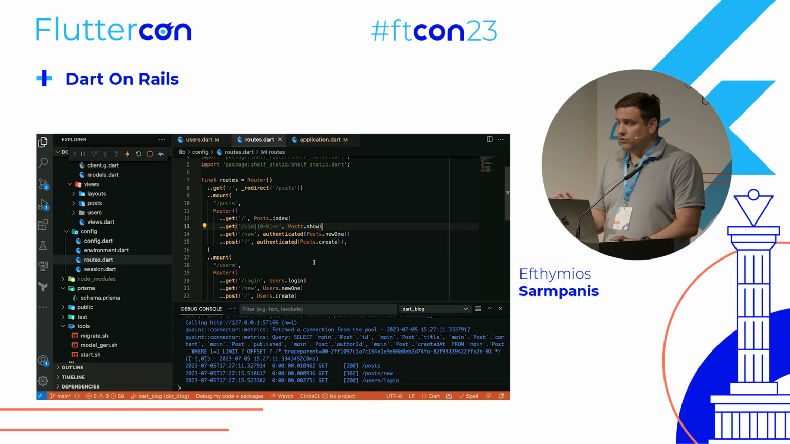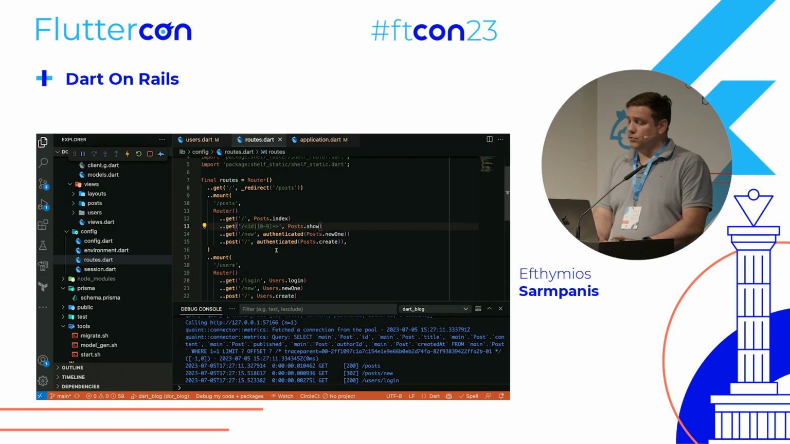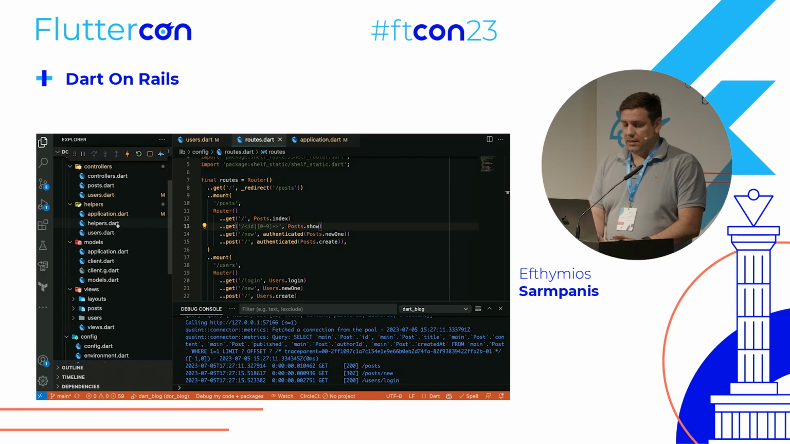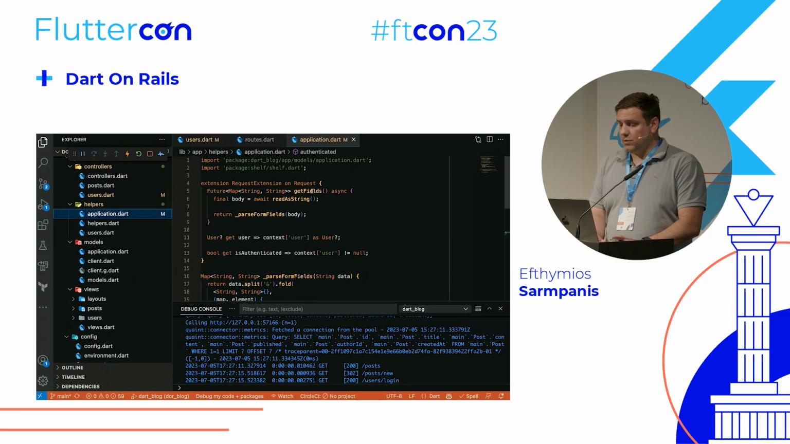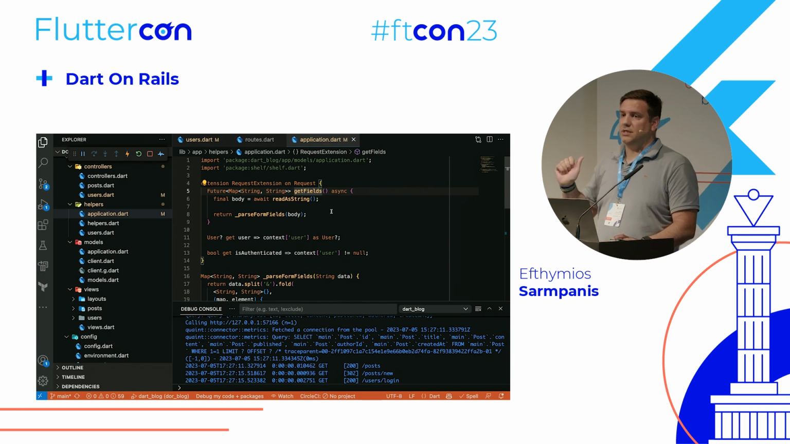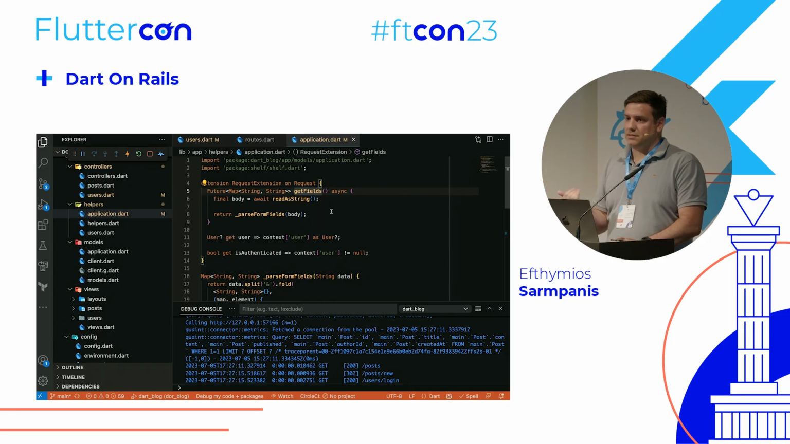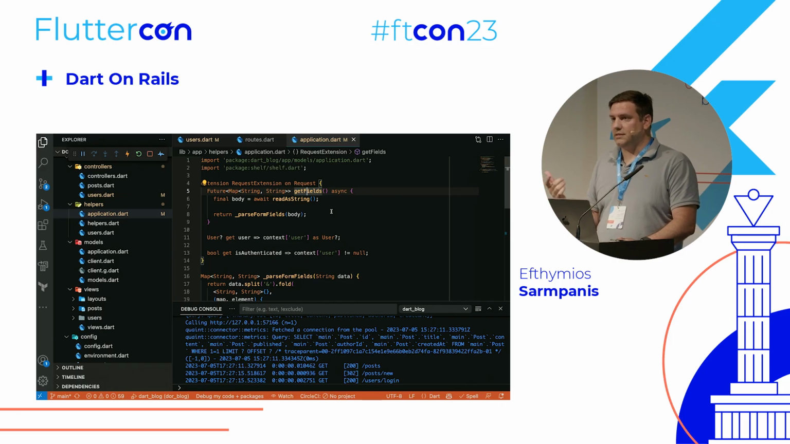And this example uses only form fields. So you submit a form and you have form fields. If you wanted to use that as a REST API, what you have to do is go to the helpers application and scroll here to get fields. And here, what you could do is check the header and see if the requested content type is JSON, then parse the body as JSON. If the request is anything else, try to parse the body as a form submission.